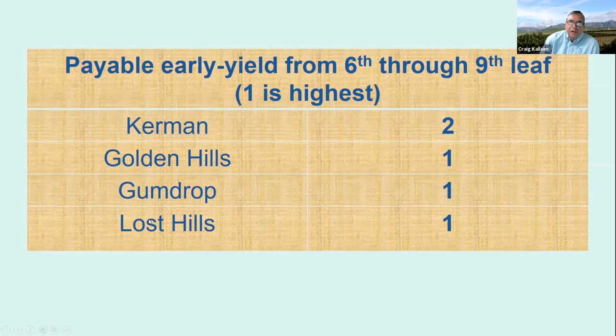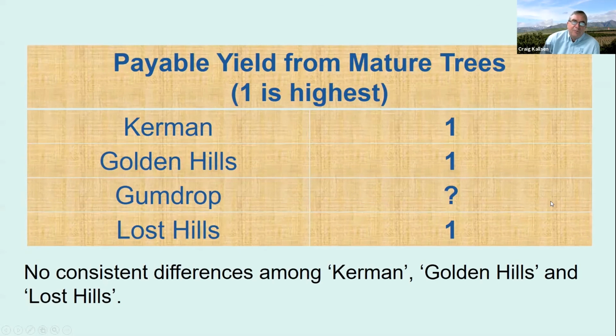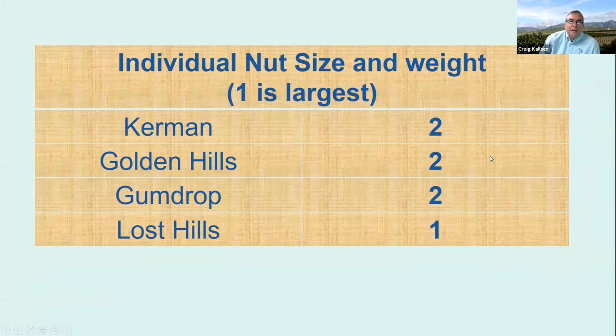And Golden Hills, Gumdrop, and Lost Hills seem to be a little more precocious. That is, they'll produce more yield, say, in year 5 compared to Kerman, but this disappears rather rapidly, and there's been no significant difference in yield among these in our test trials. We don't really know about Gumdrop. Individual nut size, Lost Hills has the biggest nut on average. Kerman, Golden Hills, and Gumdrop usually are not statistically different.